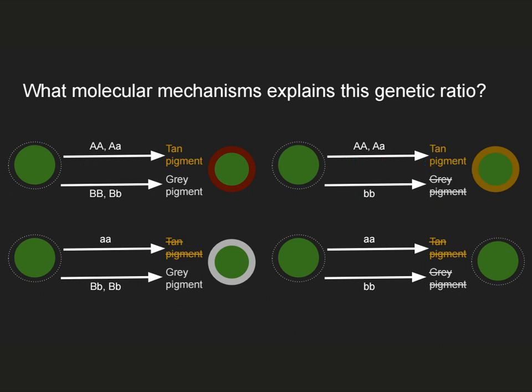And now, if you have neither, you don't have a single copy of the big A allele or a single copy of the big B allele, you can make neither type of pigment. So the green color of the chlorophyll is what shows through. You're not making any pigment in this lentil. So this is the molecular mechanism we can use to explain the additive relationship we observed that resulted in 4 phenotypes and a 9:3:3:1 ratio in this cross.